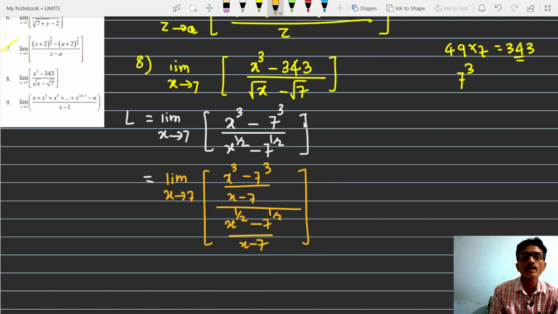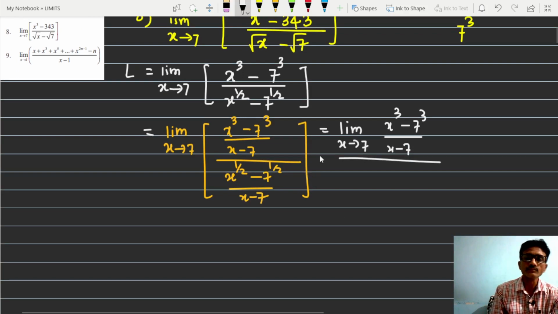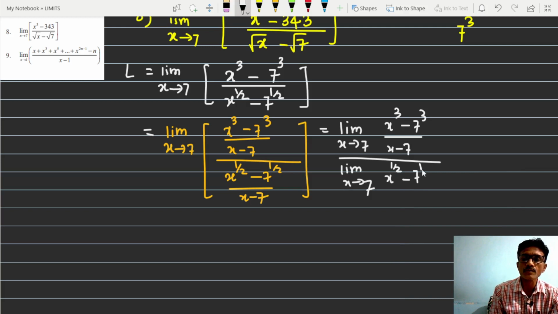Now this numerator का लिमिट क्या होगा? This will be here x tends to a. Here limit x tends to 7 of (x cube minus 7 cube) upon (x minus 7), और डिनोमिनेटर में limit x tends to 7 of (x raised to power 1 by 2 minus 7 raised to power 1 by 2) upon (x minus 7).